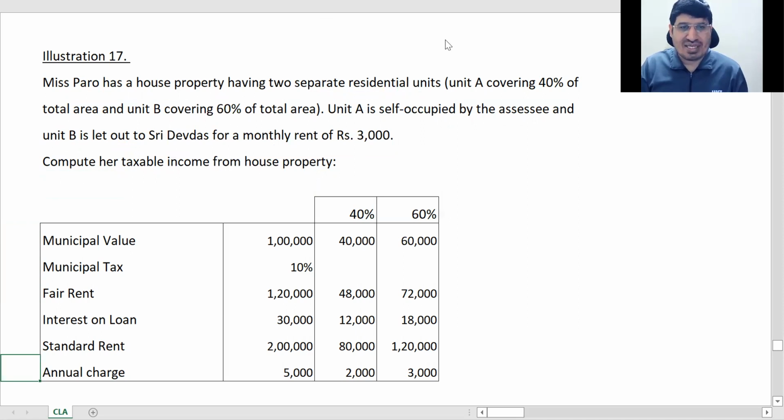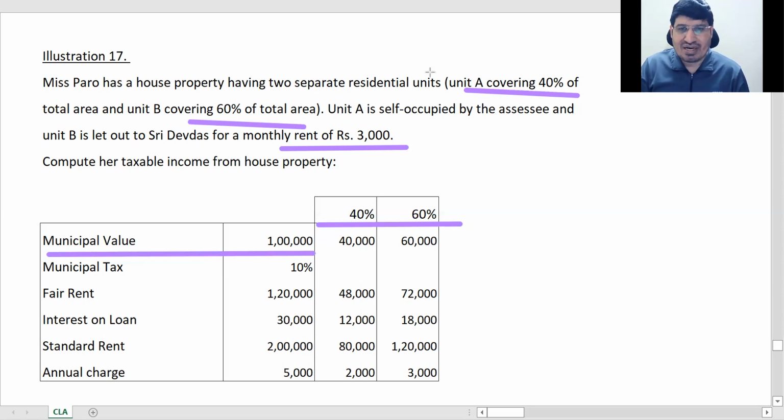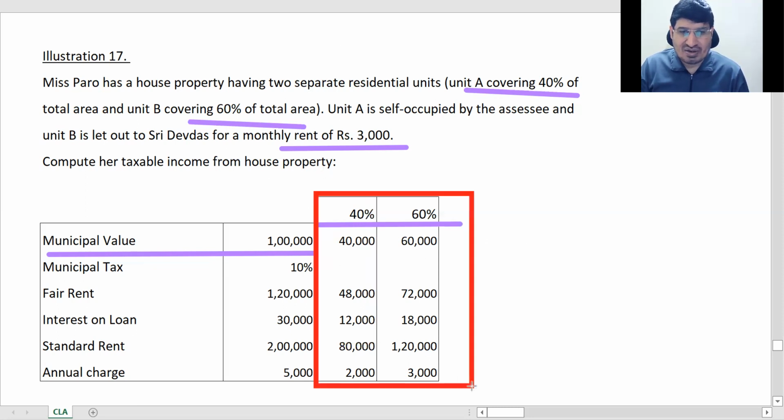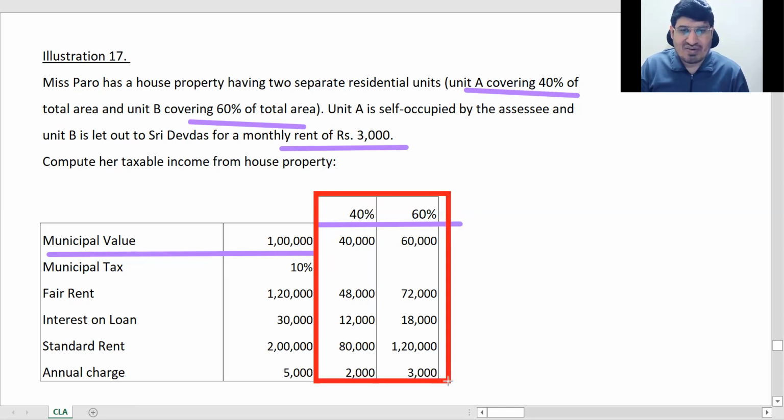We have been given the whole data like this. Unit A is 40% of total area, unit B is 60%. Monthly rent is 3,000. The other things they have given: 40 and 60%, municipal value is 1 lakh. So this part I have calculated for you. This part is not given, so we have to add this part.